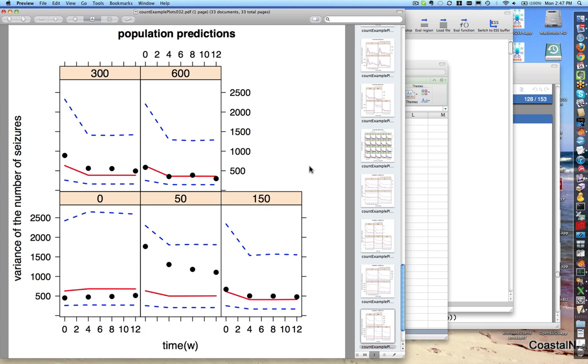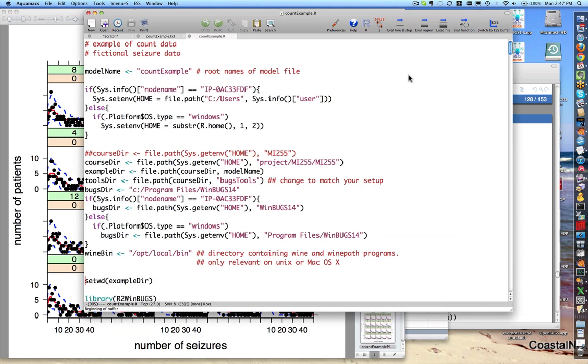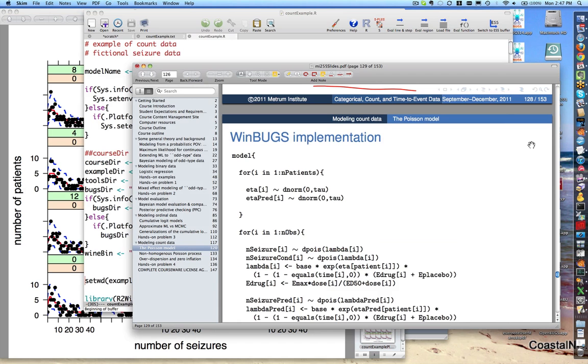Again, the variance is captured, and again the same plot here, but you'll see broader intervals because it also includes the inter-individual variation as part of it. Okay. Trying to think of anything else, other stories I wanted to tell on that example.